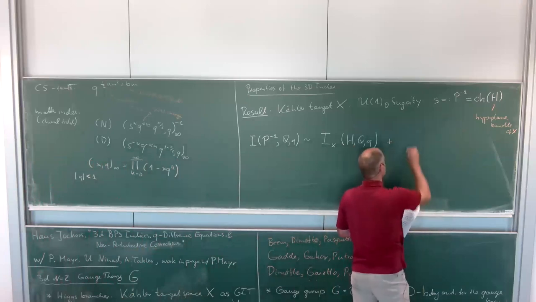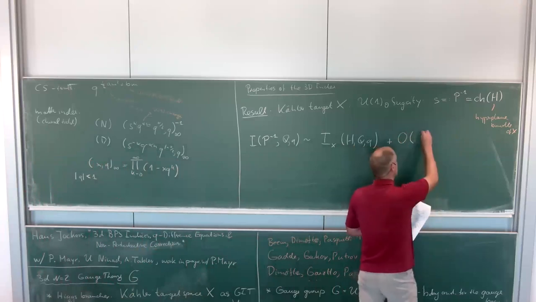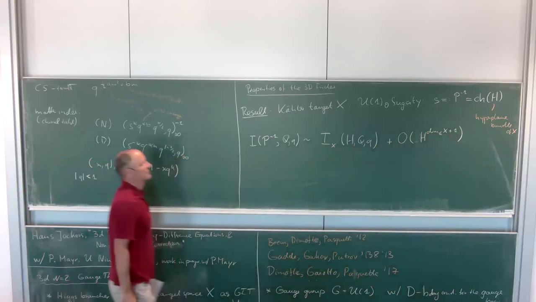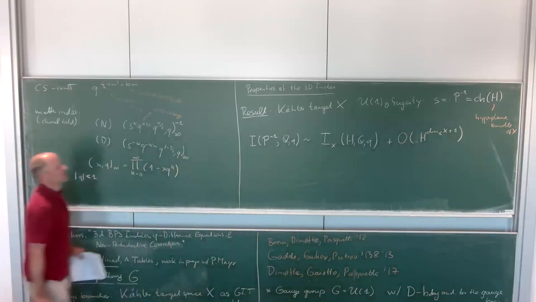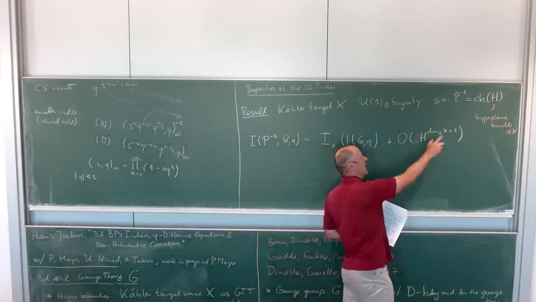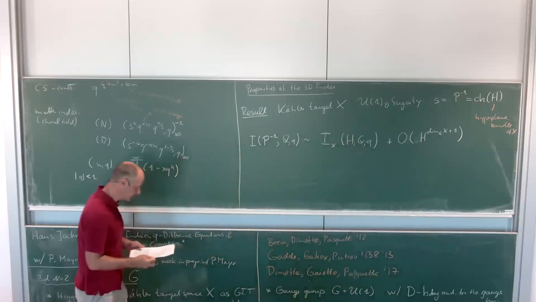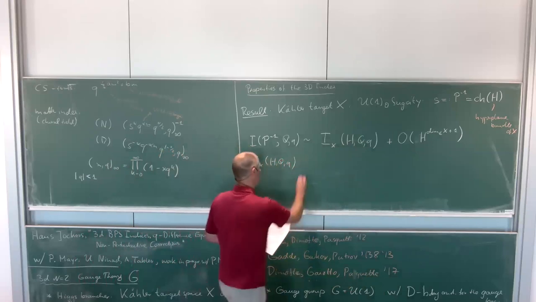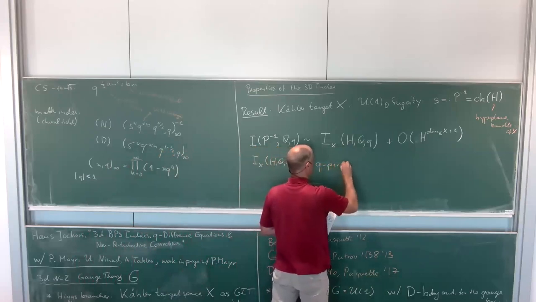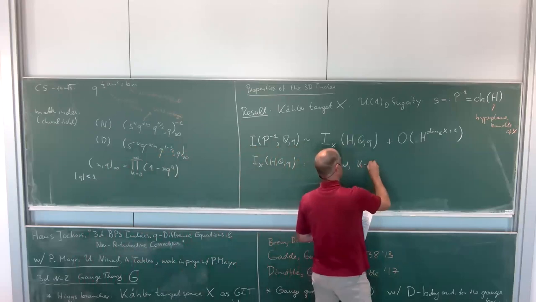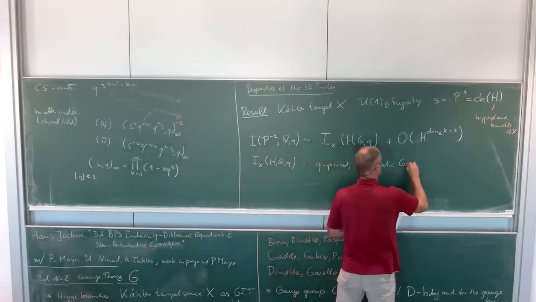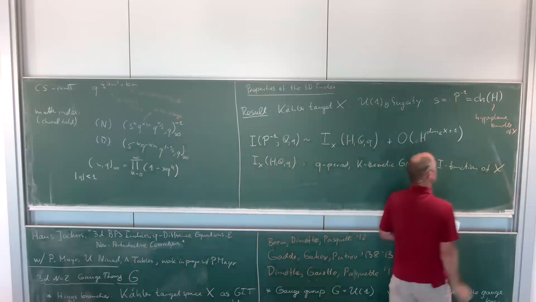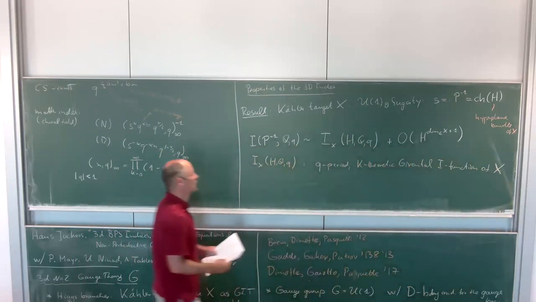If you think of this as a divisor, then this automatically truncates at the complex dimension, since the highest form you can have is the complex dimension of this manifold X. So all the terms that are higher in degree of H vanish upon this identification if you do this expansion. And this I_X(H, Q) has a very geometric meaning. It is sometimes called a Q-period, or the K-theoretic Givental I-function of this target space, or of this GIT quotient X.